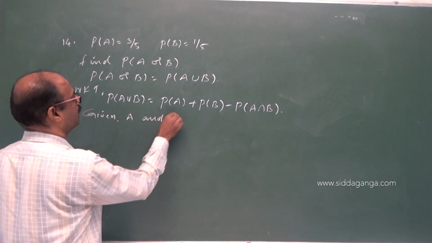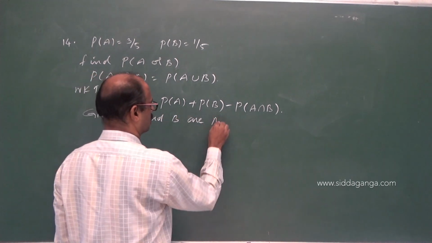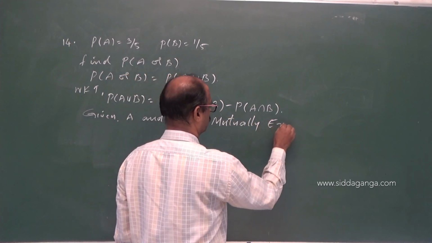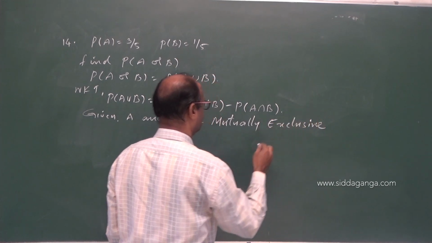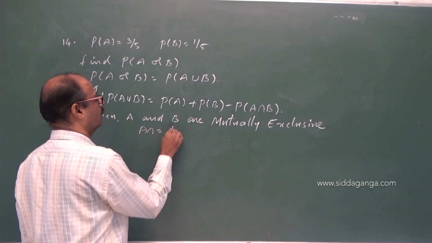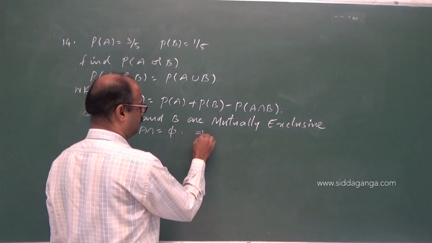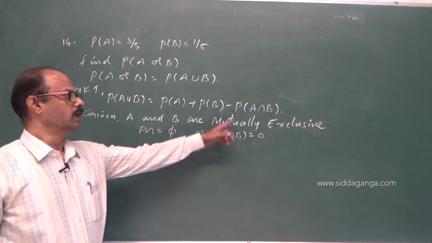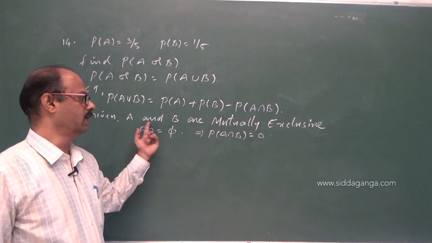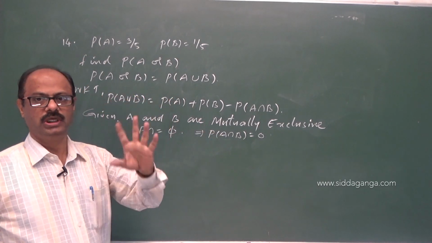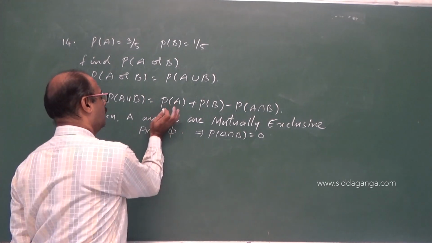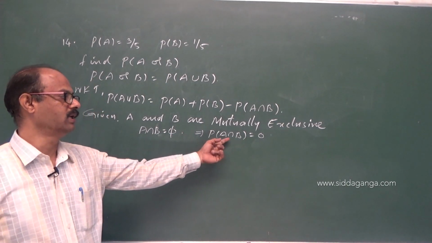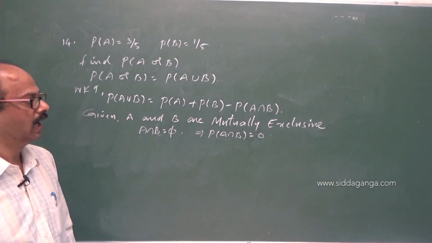So, given A and B are mutually exclusive. Mutually exclusive means A intersection B is equal to null set, that is empty, or P of A intersection B is equal to 0. Instead of giving that intersection is equal to 0, they have given A and B are mutually exclusive.